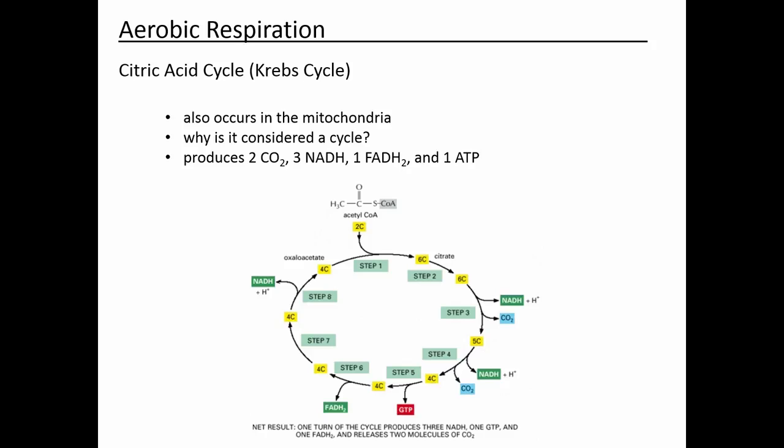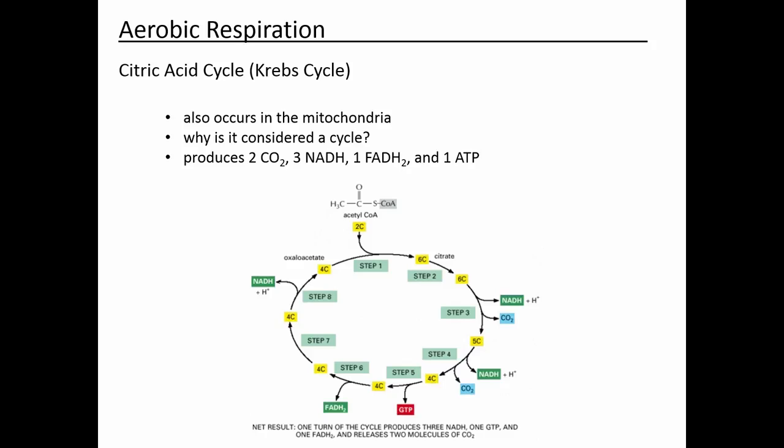And the citric acid cycle is called a cycle for the same reason that the Calvin cycle is called a cycle. So in the citric acid cycle, the first step is you take the acetyl group from acetyl coenzyme A and attach it to oxaloacetate. That's the first step. And then at the end of 7 more steps, you get oxaloacetate back. So in this cycle, you regenerate oxaloacetate, and that's why it's called a cycle for this particular pathway.